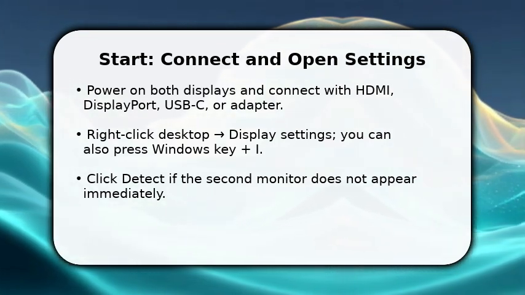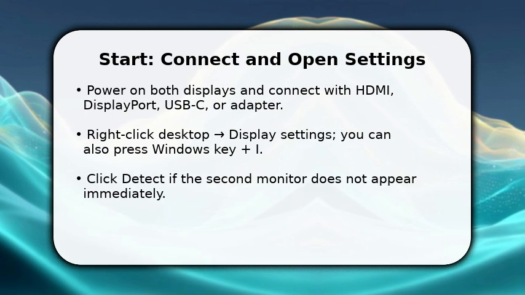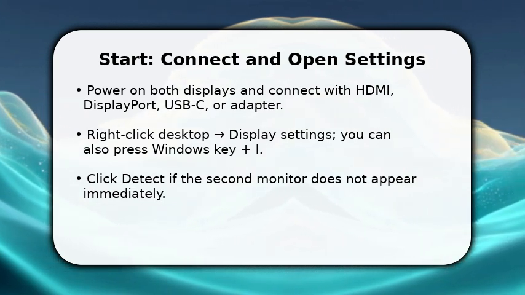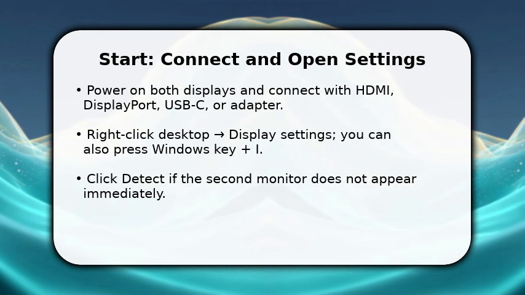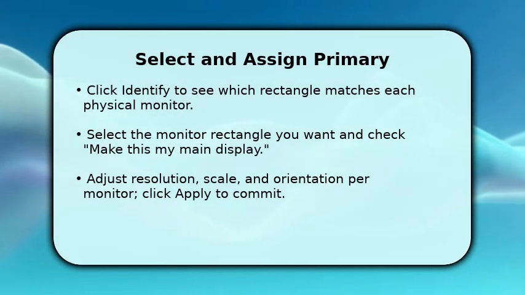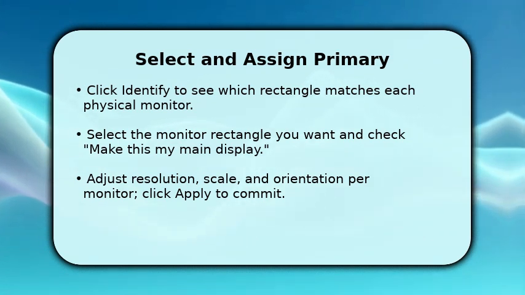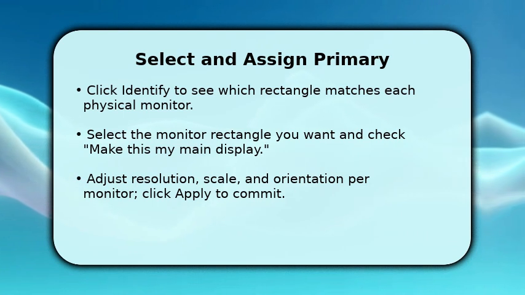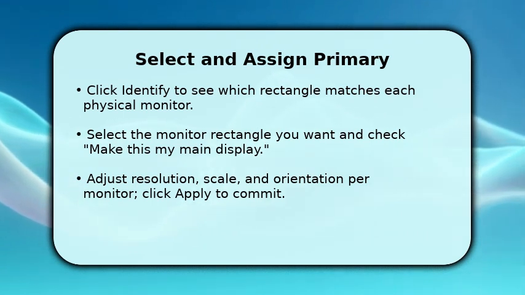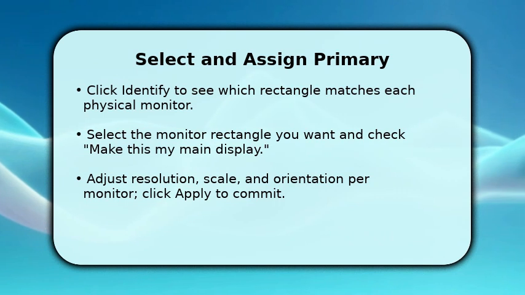Once done, you'll see numbered rectangles representing each display. That's where you'll begin assigning the primary screen. With the displays visible, click Identify so you know which number is which. The number briefly appears on the corresponding screen. Next, select the rectangle for the second monitor, the one you want as primary, and check the box labeled Make this my main display. Windows moves the taskbar and default apps to that monitor.